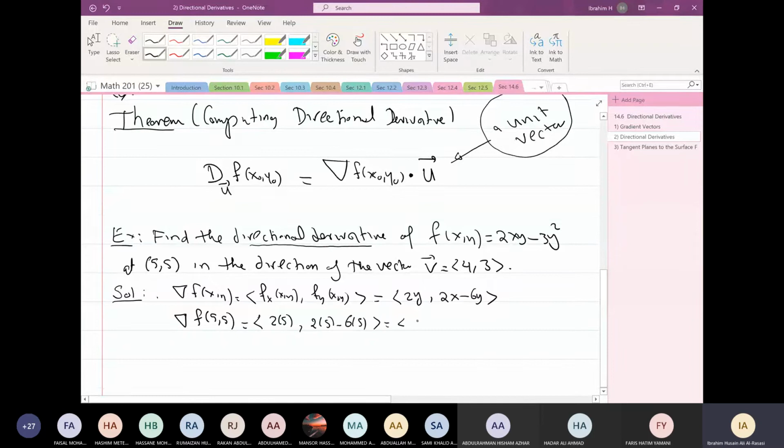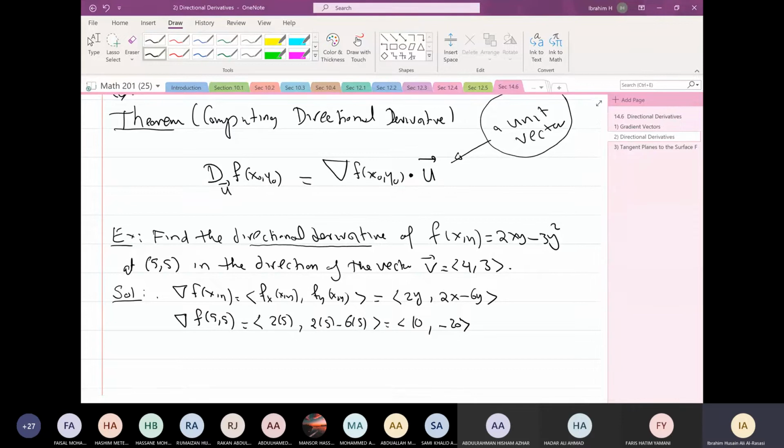And this is (10, minus 20). Okay, it is okay. But this is the gradient.